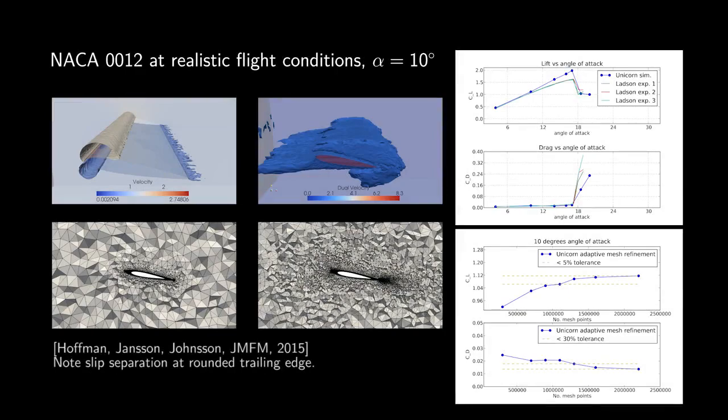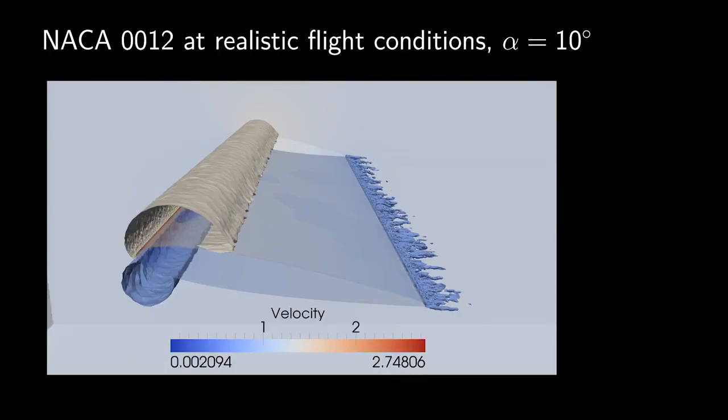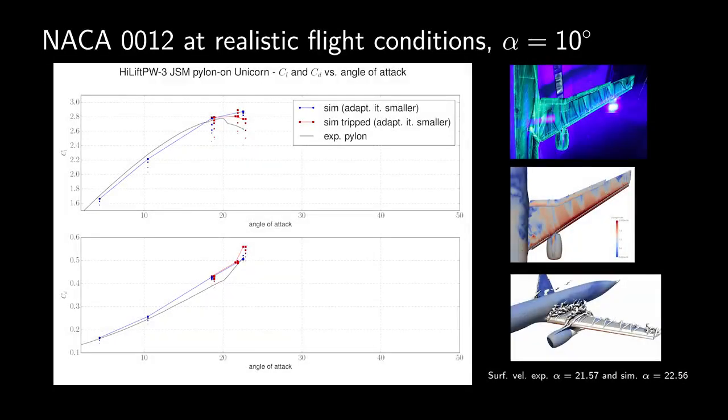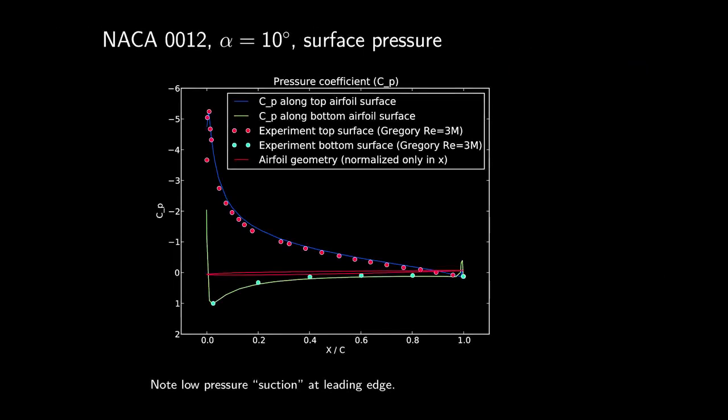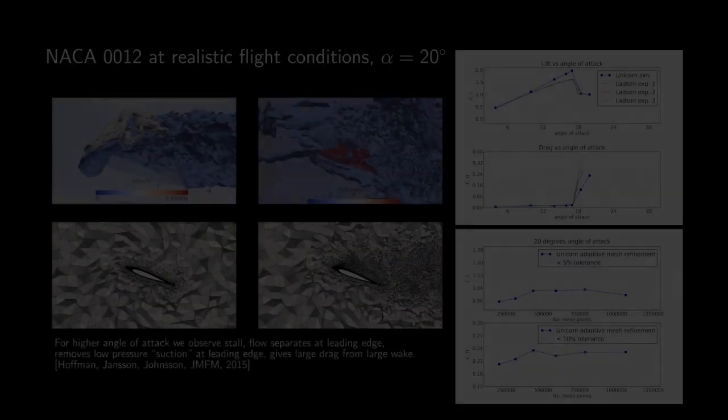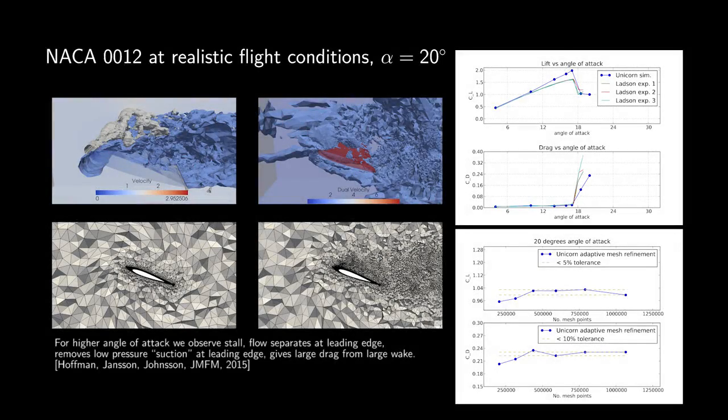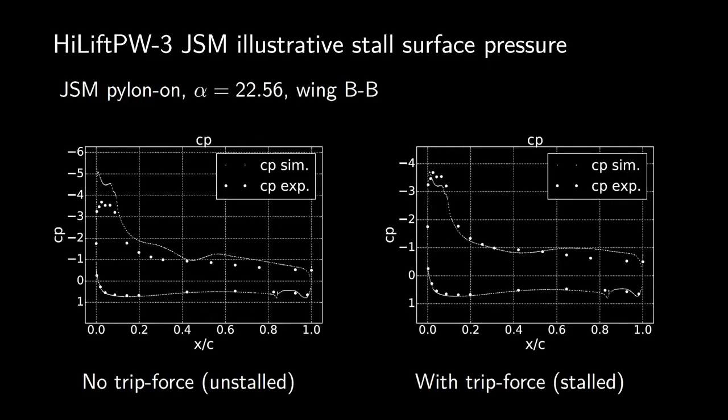To understand the mechanism of flight, we look at computed solutions. Here at the low angle of attack, we see high velocity and low pressure at the leading edge, and slip separation at the trailing edge. This detailed surface pressure plot shows the low pressure suction at the leading edge. For higher angle of attack, we observe stall, where the flow separates at the leading edge, removing the low pressure suction and giving large drag due to the large wake.